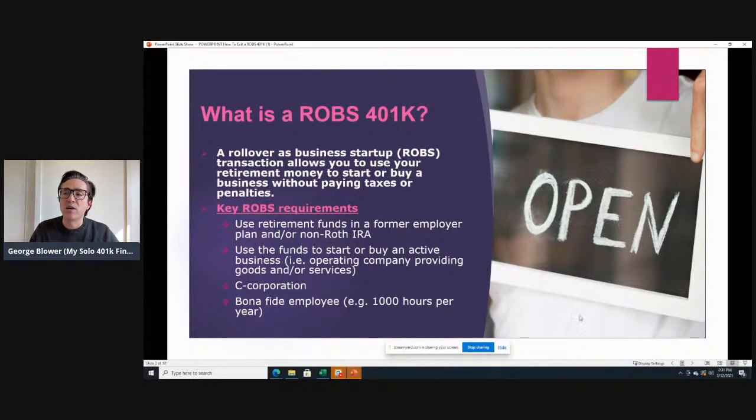So as far as the basics, a ROBS 401k, or what's called a rollover as business startup, is a transaction that's going to allow you to use retirement money to start or buy a business without paying taxes or penalties. In terms of some of the key ROBS requirements, you have to have money that's eligible to be rolled over. So that's going to mean money in a former employer plan or a non-Roth IRA. You can then use the money to start or buy an active business. So that could be like a business that's providing goods or services. You have to operate the business as a corporation that's taxed as a C corporation. And whoever's going to be transferring and rolling over retirement money needs to be able to participate in the plan, because that's the foundation of the transaction, which therefore means they need to be a bona fide employee.